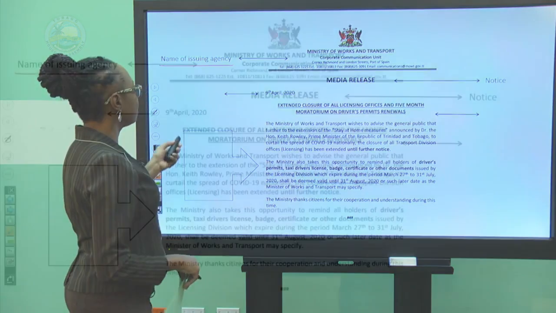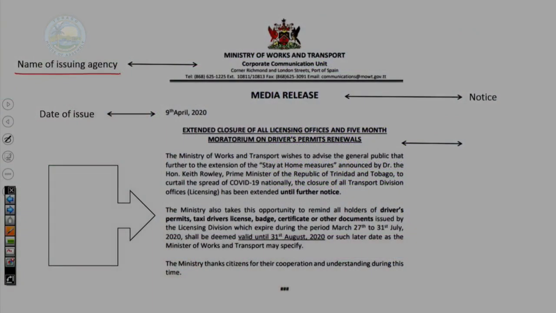Then we have here the date of issue. As I said before, this is an actual media release, and it was released on the 9th of April 2020. Following, we have the subject of the notice. The subject of the notice is the extended closure of all licensing offices and 5-month moratorium on driver's permit renewals. So that we have in our center there, the subject of our notice as stipulated in terms of the format for our notices.